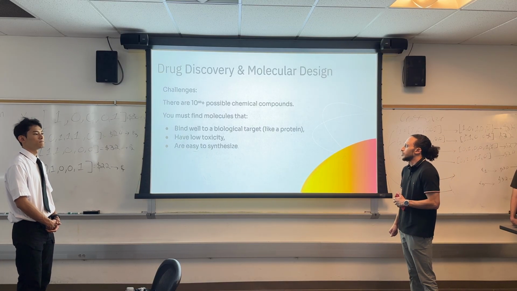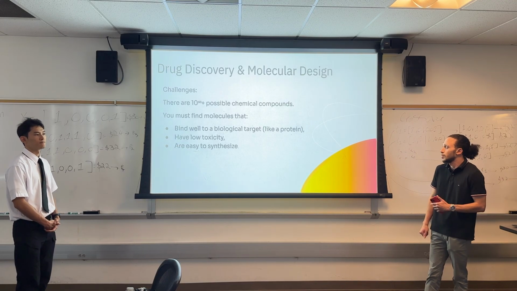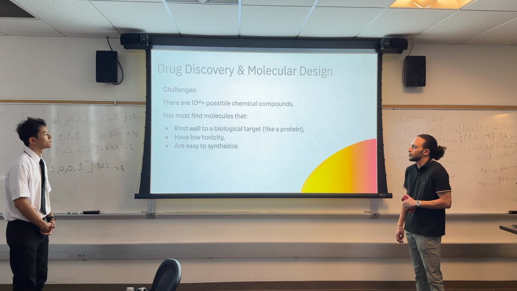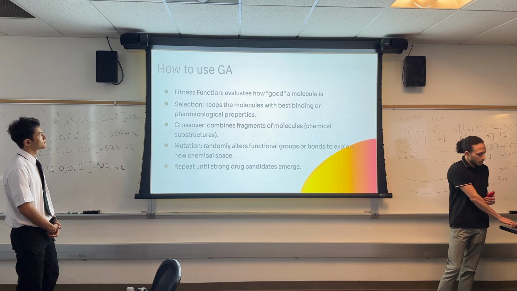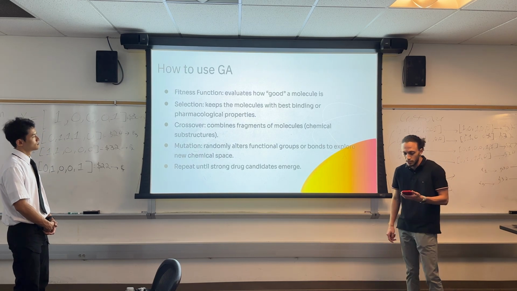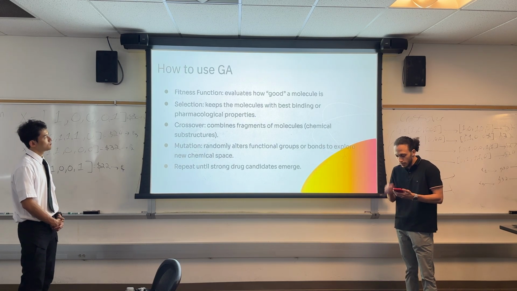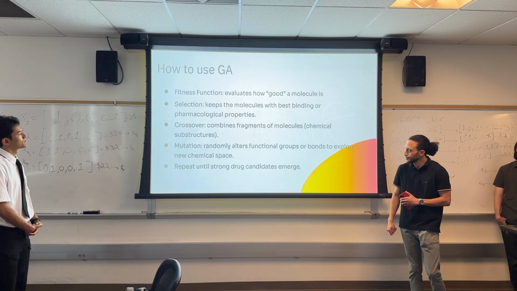One example of a problem is drug discovery and molecular design. In this challenge, there are 10 to the 16 plus possible chemical compounds, and you must find the molecules that bind well, have low toxicity, and are synthesizable. So how we use GA in this is that GA treats each molecule as an individual in a population, and each molecule is represented by its chemical structure encoded as a string or a graph.